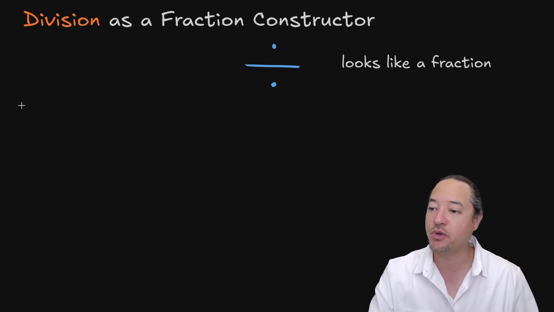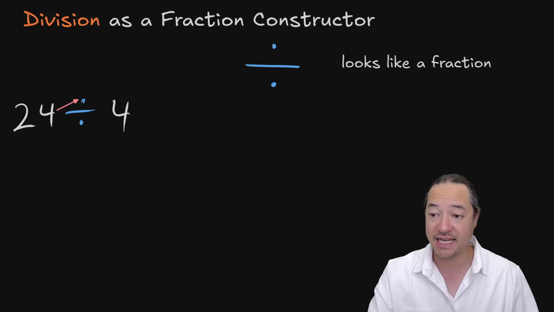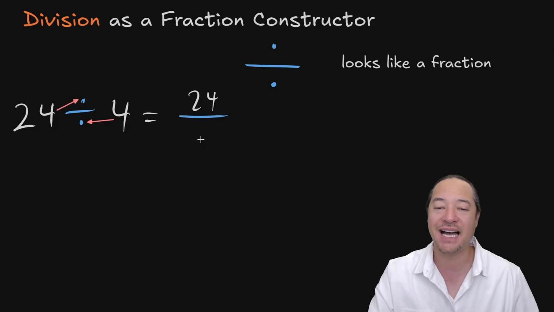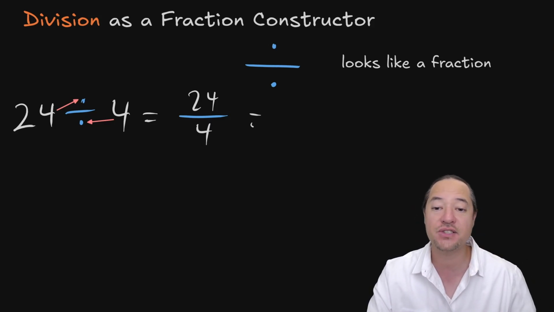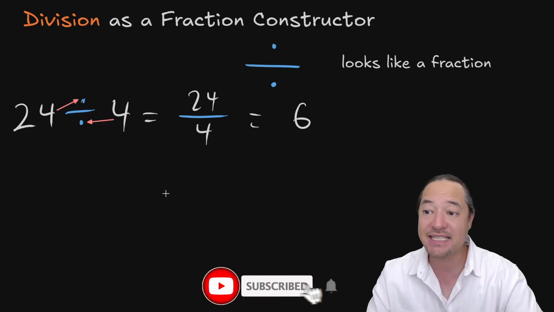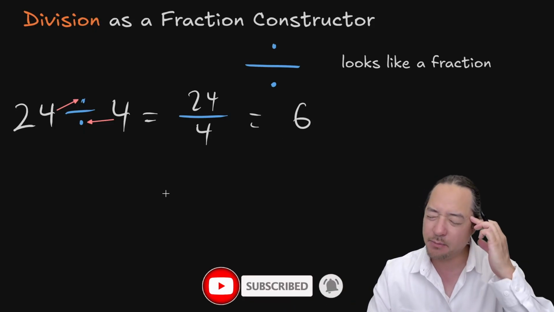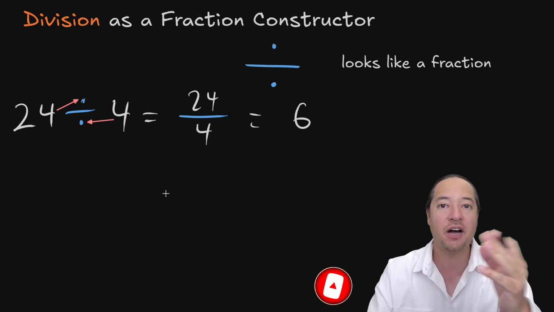Let's start with an example here. How about 24 divided by 4? Okay, so what's going on here? Well, we can imagine taking this 24 and bringing it up here to that numerator, and taking this 4 and putting it down here where that dot is on the bottom. And what do we get? Well, we're going to get 24 over 4. We've constructed a fraction. And of course, this is going to equal 6. But that's the idea. This division operation we can imagine is just building a fraction, right?